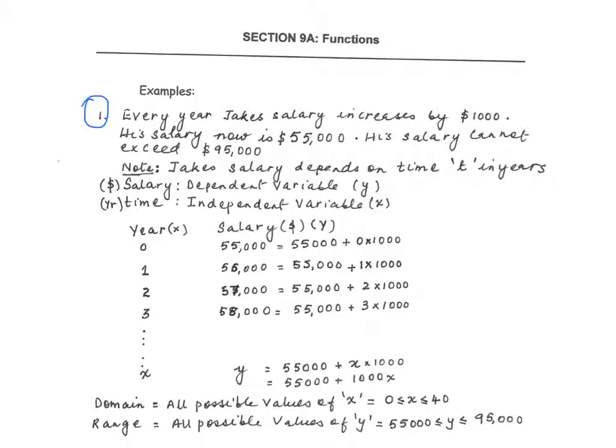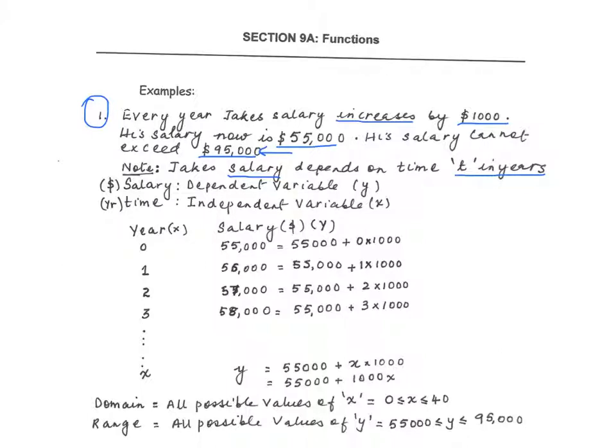Now let's start with an example. Every year, Jake's salary increases by a fixed amount of $1,000. His present salary is $55,000, and the maximum that his salary can be is $95,000, which means if he reaches the $95,000 mark, then his salary stops increasing. So, what are the variables in this particular situation? The two variables are the salary, which depends on the time. So, the time in years is a variable, and the salary is another variable.